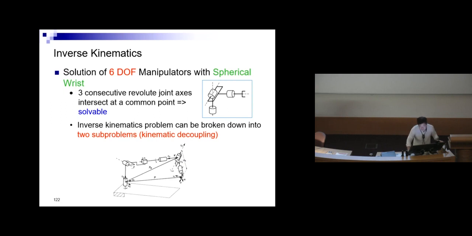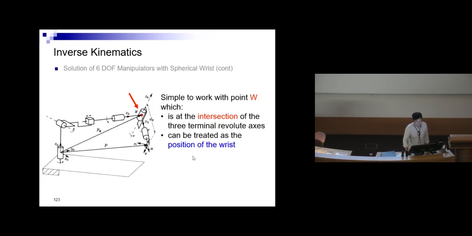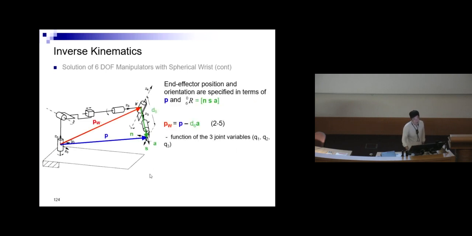And then there's a PW that goes from the base to the wrist. So you define the wrist at the point where the axes intersect. So it's a lot simpler to work with the point W, which is at the intersection of the 3 terminal revolute joints, and then it can be treated as the position of the wrist. So you have the end effector position and orientation specified in terms of P, as well as the rotation matrix.